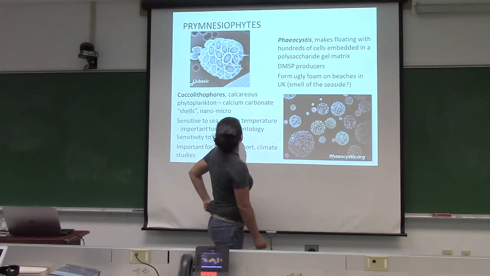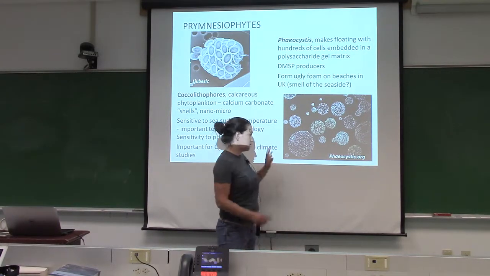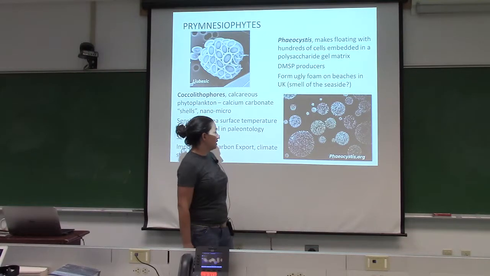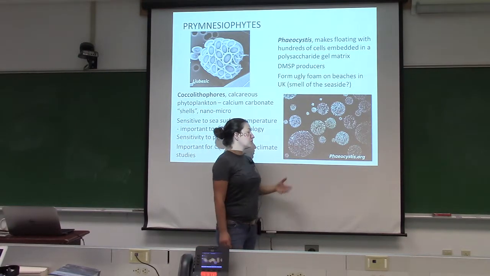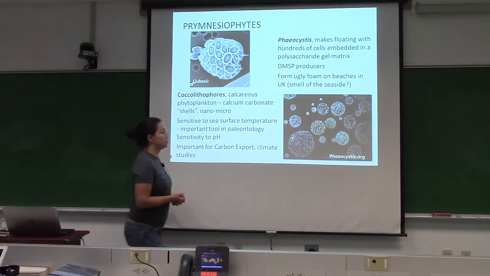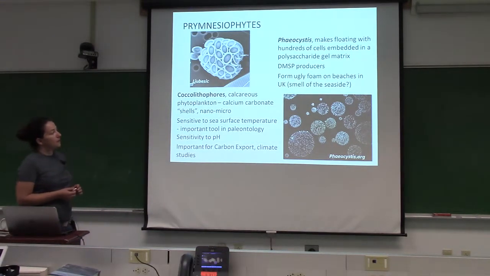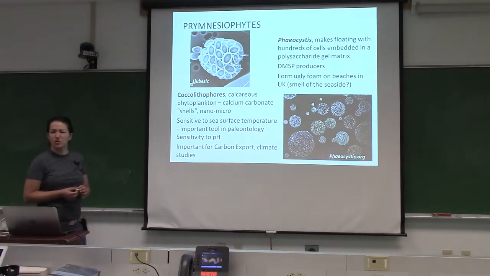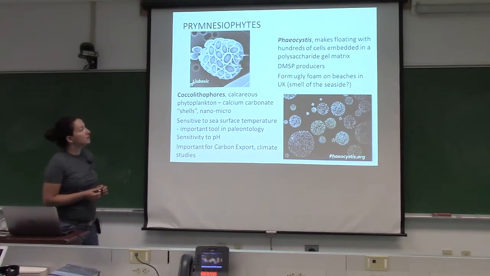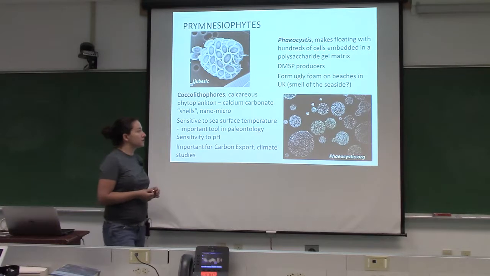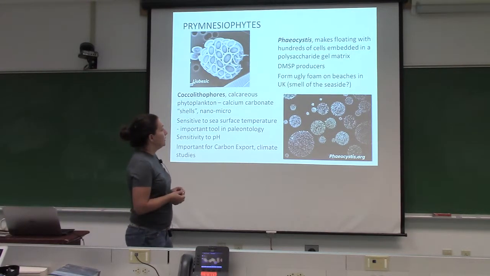Phaeocystis is one of these prymnesiophytes that kind of falls in a different group, and it's really important and very abundant in the world's ocean, especially in Nordic areas. It's a colony. It's a bunch of cells embedded in this goo. I don't know how else to explain it. It's a polysaccharide gel matrix, yeah, but it's a goo, no?